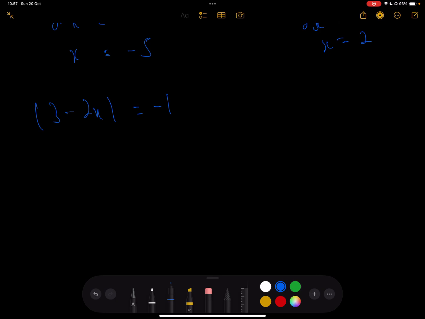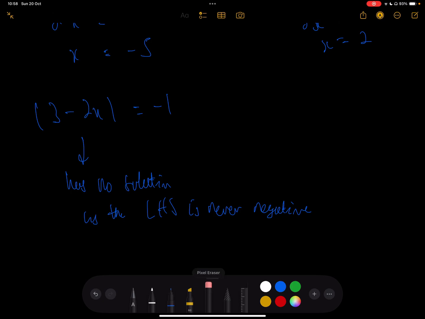Alright, so this is actually kind of a trick. This has no solution, as the left hand side is never negative. Why? Because we know that the modulus, or the absolute value, of a function can never be negative, as it's its distance from 0. Therefore, if it's equal to -1, that will just be incorrect and it cannot be solved, and therefore has no solution.